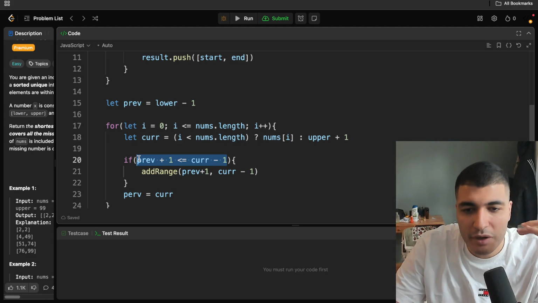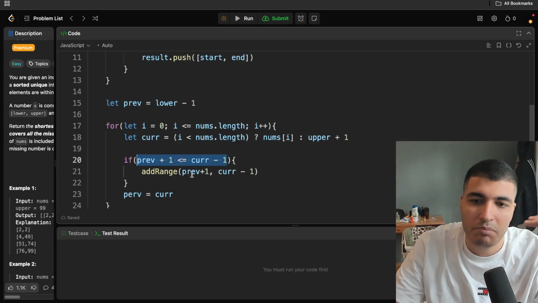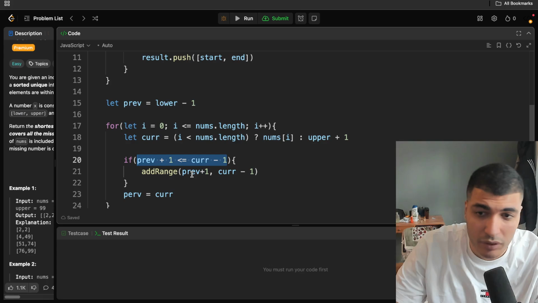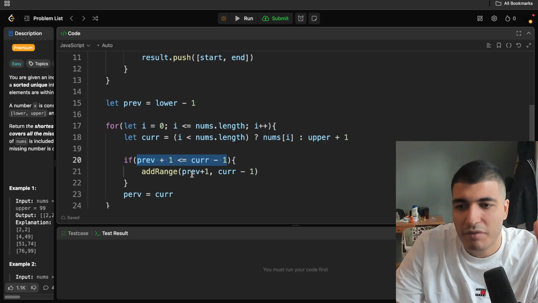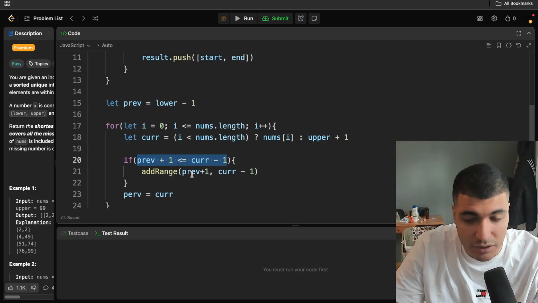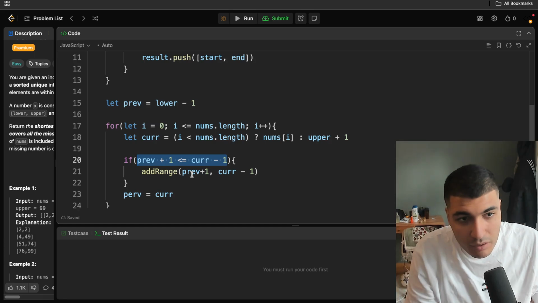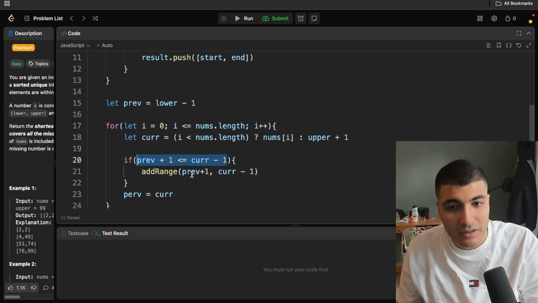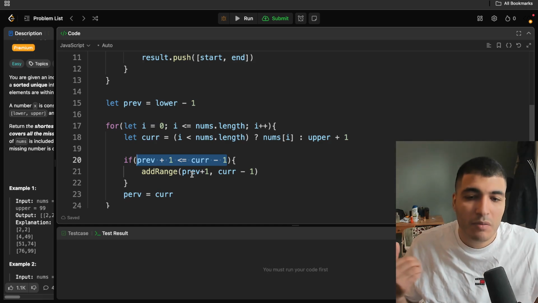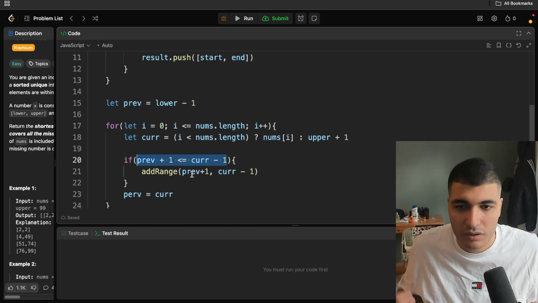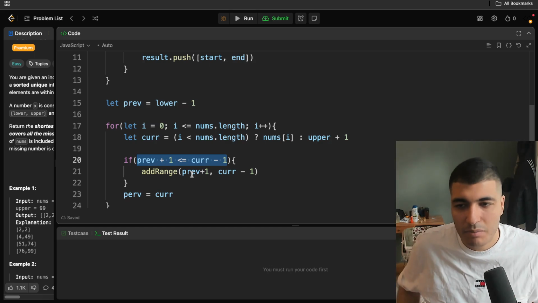If prev plus 1 is bigger than current minus 1, there is no gap between prev and current, so no missing numbers at all. If prev plus 1 equals current minus 1, there are no missing numbers.